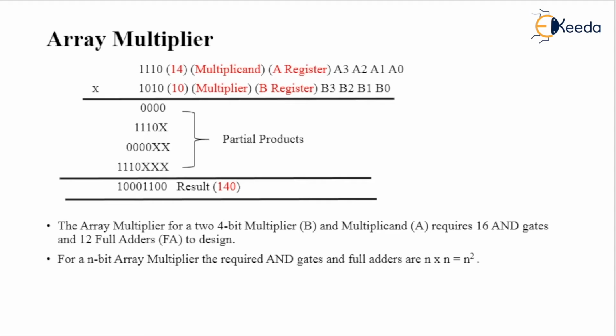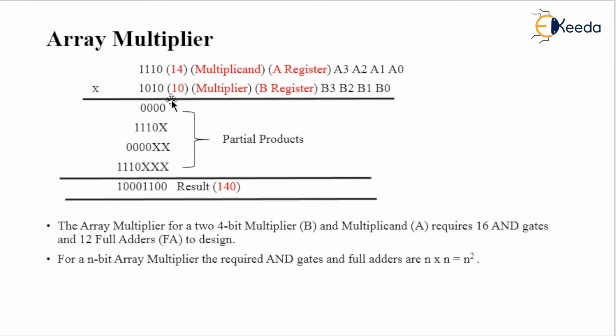I am going to multiply the two numbers 14 and 10, where 14 is the multiplicand, stored in the A register with the bits A3, A2, A1 and A0, and 10 is the multiplier, with the values stored in the B register with the inputs B3, B2, B1 as well as B0. See here carefully, I am representing 14 in binary as 1110 and 10 as 1010. If I multiply these two terms, 14 into 10, I have to get the result 140.